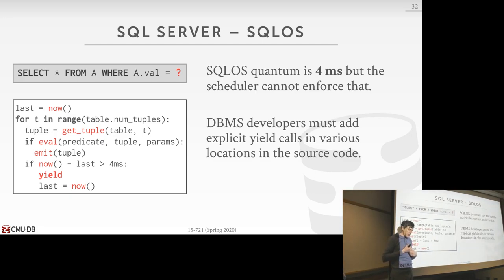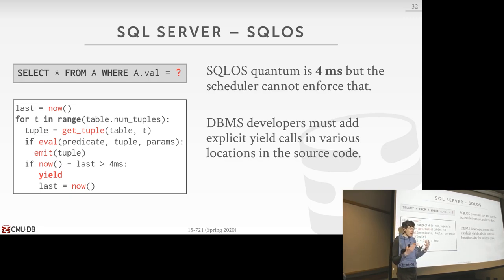Another interesting advantage you get from this is that now I can do fair scheduling and provisioning between maybe different tenants running on the same database. So I have two customers running on my same SQL Server instance. I could just divide them up to run on different sockets, but I could also now just use these quantums to enforce that they both get equal time.